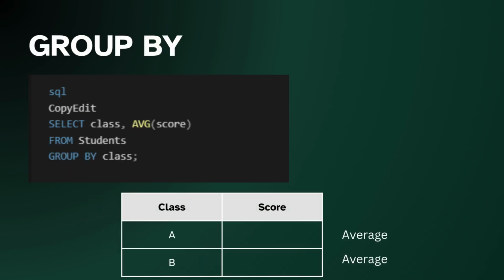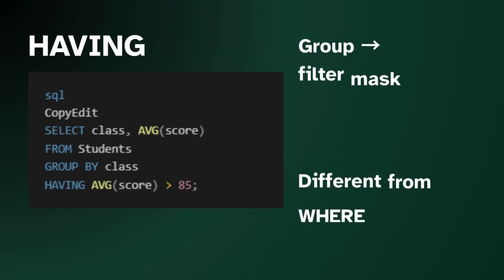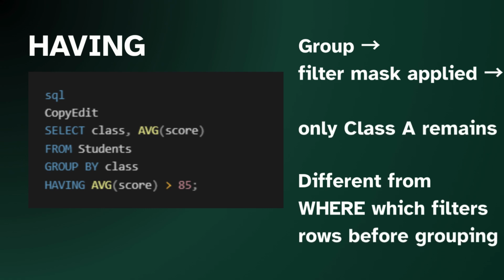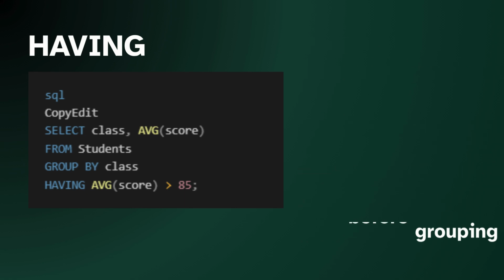Want to break results into categories? Use group by. Like this. What's the average score in a class? Having filters groups after they're made. Like only show classes with average scores above 85.